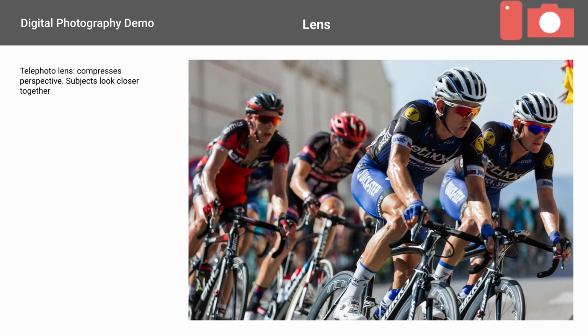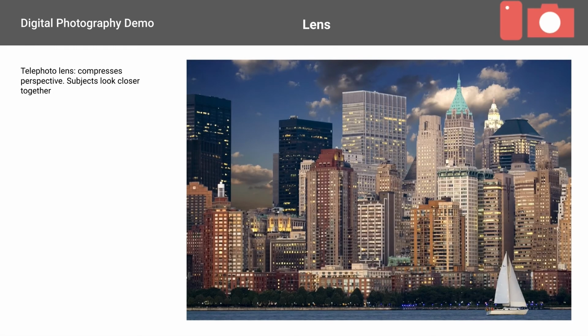Telephoto lenses tend to make things look closer together. Now, these are kind of extreme examples, but if you've ever watched car races or sports on TV and wondered how things could be so close together, it's because the telephoto lens is compressing perspective. And you can see it makes the buildings look really close together here.